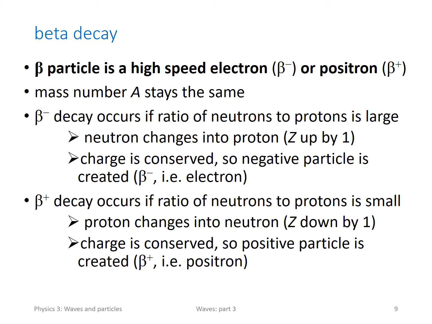If we're creating a proton, a positively charged particle, we also have to create a negatively charged particle in order to conserve charge. Charge has to be conserved in the decay, so if we create a proton, we have to create something with an equal and opposite charge. In this case, a beta minus decay, that's an electron. And it's that electron, which is the beta particle, which is emitted.